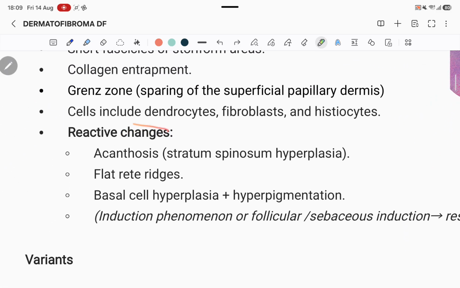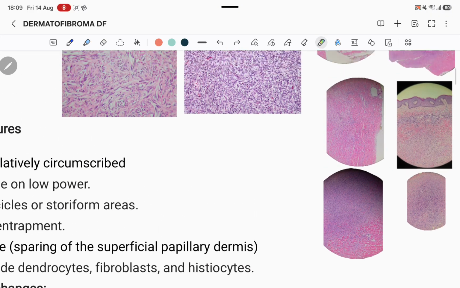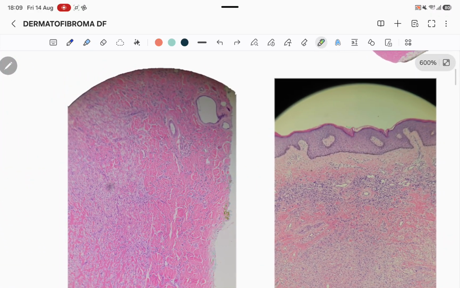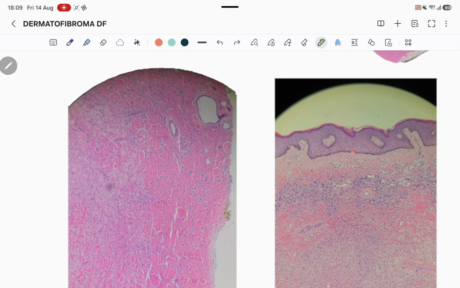This is because it's called reactive changes, and reactive changes include the acanthosis, and acanthosis is basically your stratum spinosum, your middle upper layer, going through hyperplasia. Hyperplasia of this layer will make you have a thicker area in here. It's better to see it on this image. You see, this is the basal layer, this is the spinosal layer, this is your granulosal layer, and this is your corneum layer. This one expands, and as it expands, it flattens this area. Acanthosis.